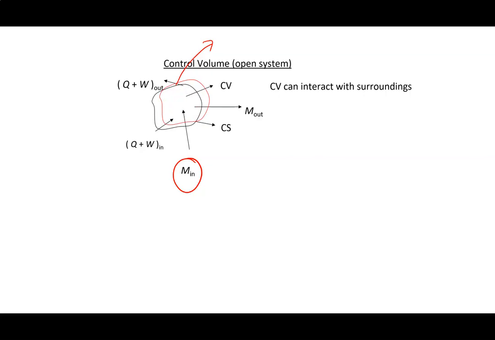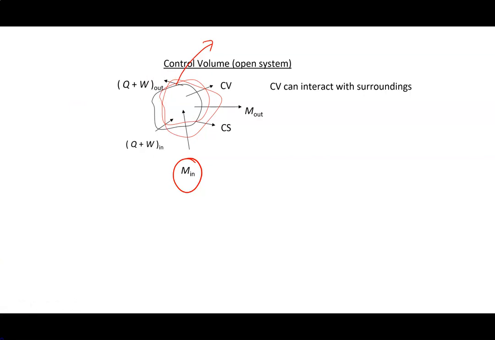The control volume could also move with time. So the control volume could occupy a different location in space at a different point in time, shown by the red line. And yet at another time, it can also change shape and occupy a shape as shown in the figure.